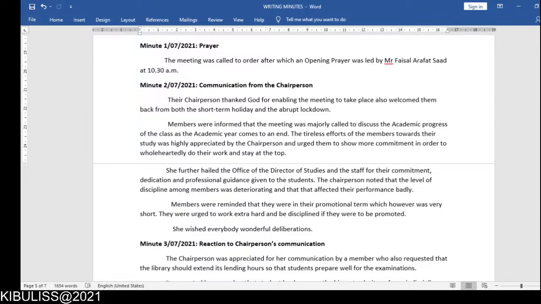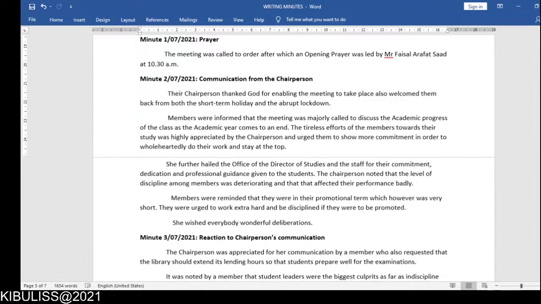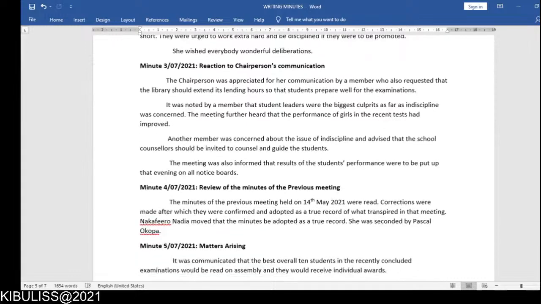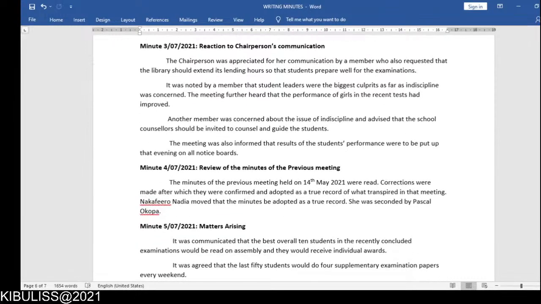So what you see under minute 3 is the reaction of members. Not everybody reacts, but the secretary will highlight those members who have said something and will try to interpret their words in reported speech, probably in the passive voice and in past tense.